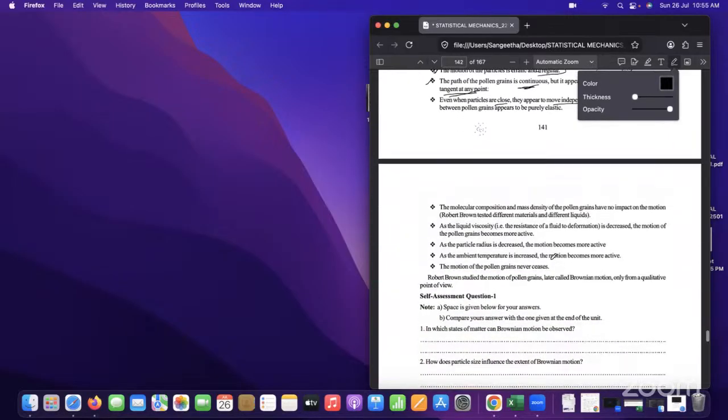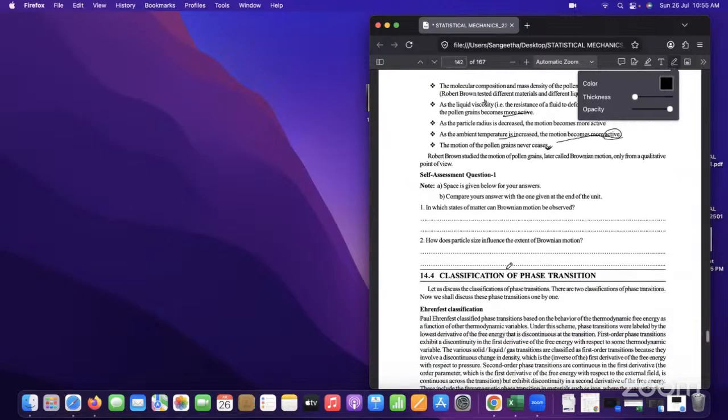Next point: as temperature increases, the motion of the particles becomes active. The motion of the pollen grains never ceases. Viscosity decreases as the motion becomes more active. Suppose the particle's motion is very active, what happens to the viscosity? Viscosity is decreasing. These are the points of Brownian motion.